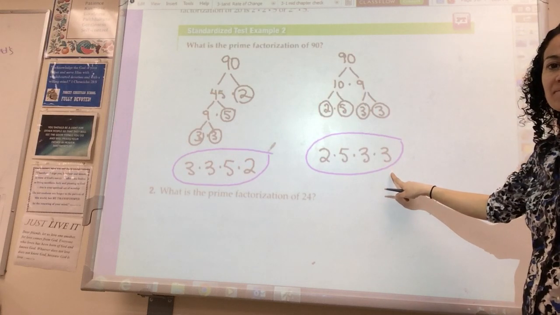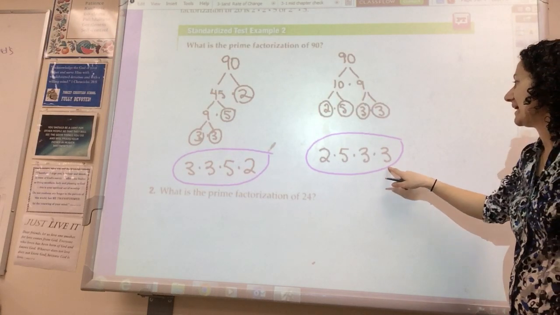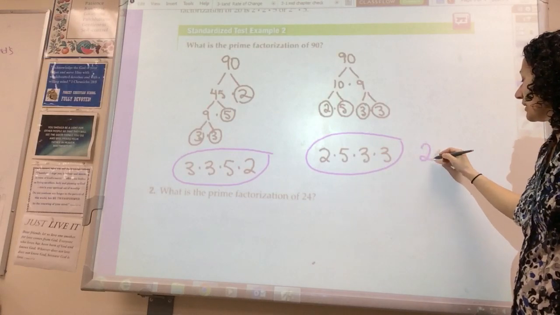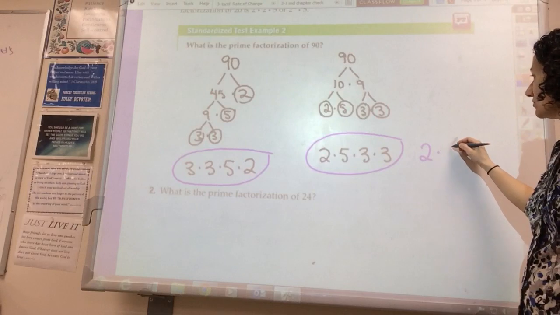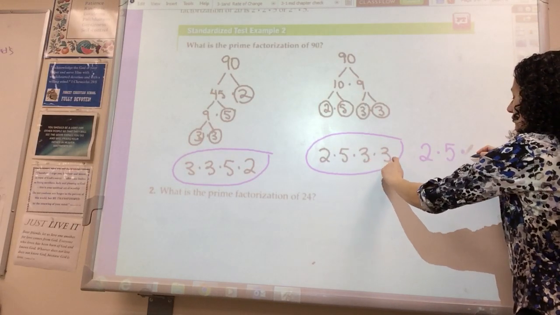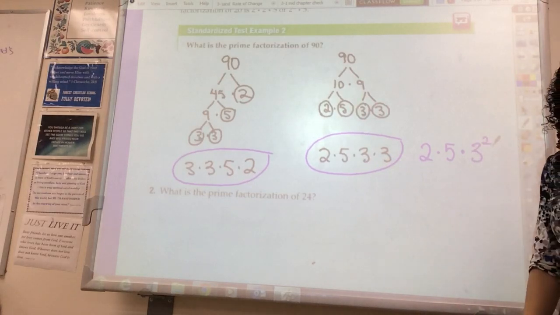You want to try? Pause the video if you want to try. Here's how I would write that using exponents. It doesn't matter what order I put my factors. There's only 1 2. There's only 1 5. But there are two 3's. So I'm going to put 3 to the power of 2 using an exponent.